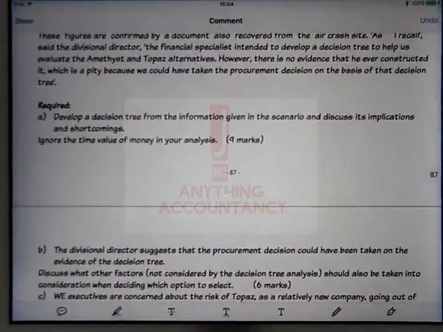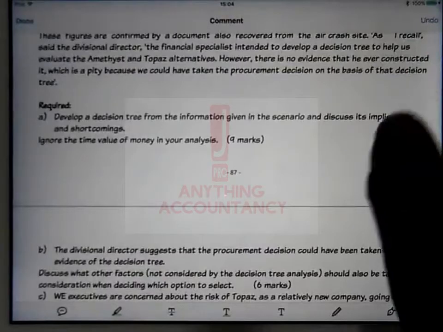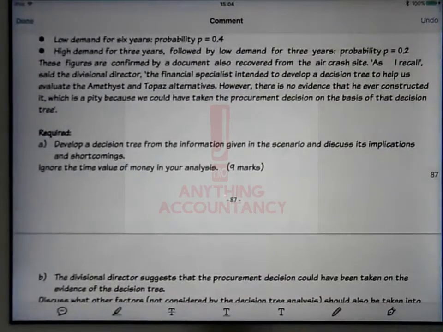Develop a decision tree for the information given in the scenario and discuss the implication and shortcomings. Be careful with this type of question. A lot of people get this wrong. Why? Decision tree. You draw a decision tree. If you get a decision tree question, it's actually kind of easy.